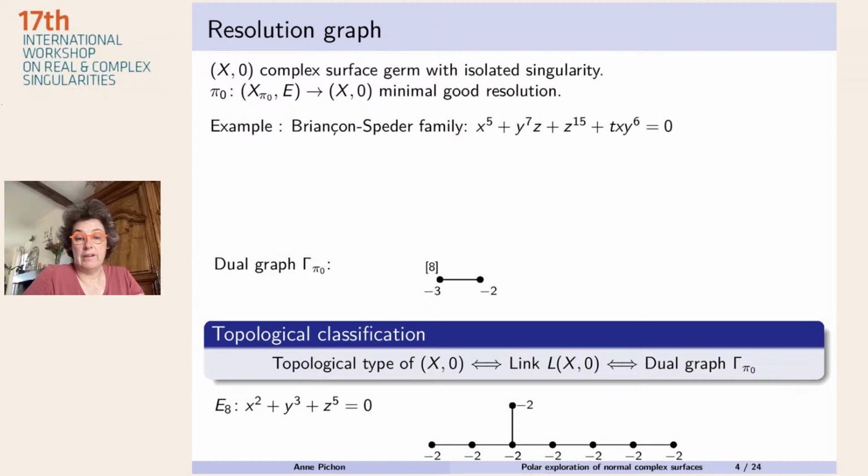And by a classical result of Mumford and of Walter Neumann, the topology of the link Lx0 is completely determined by the dual graph gamma pi 0, by using classical plumbing calculus. So then you have the topological classification of X, which is equivalent to the data of the topology of the link, which is itself equivalent to the data of the dual graph gamma pi 0.